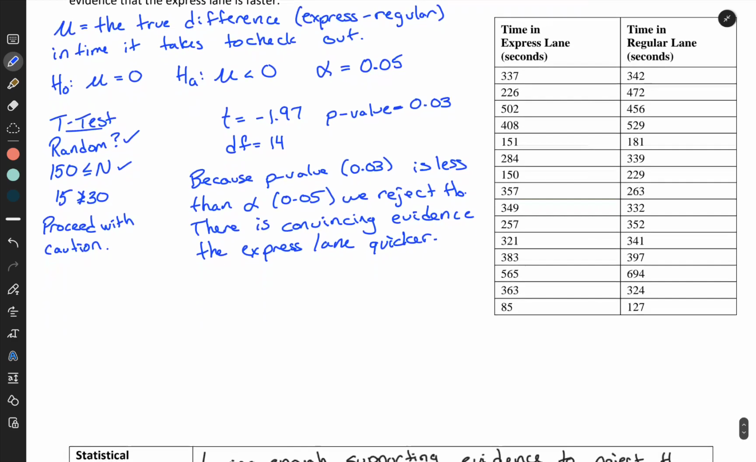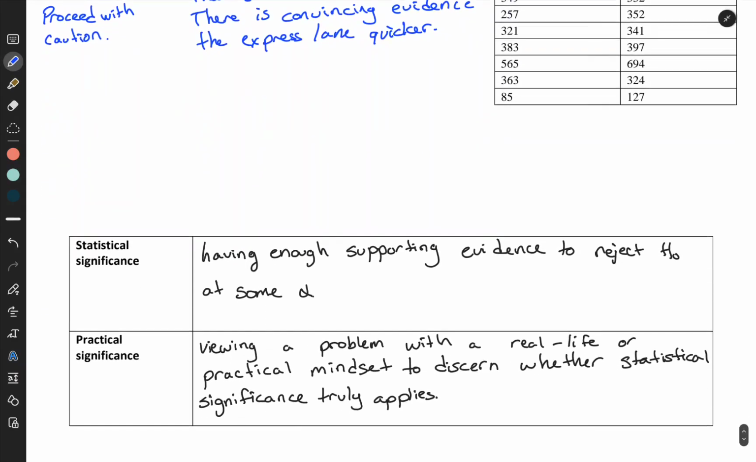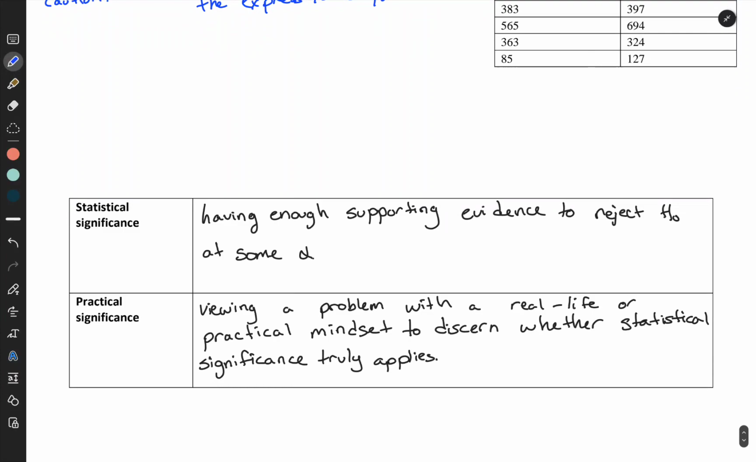So that brings up the idea of the difference here between what we call statistical significance and practical significance. Statistical significance is simply that you have enough supporting evidence to reject your null hypothesis. In other words, here we had statistical significance. Our p-value was less than our significance level alpha. So we had enough to say that it was statistically significant. However, being statistically significant does not necessarily mean practically significant.